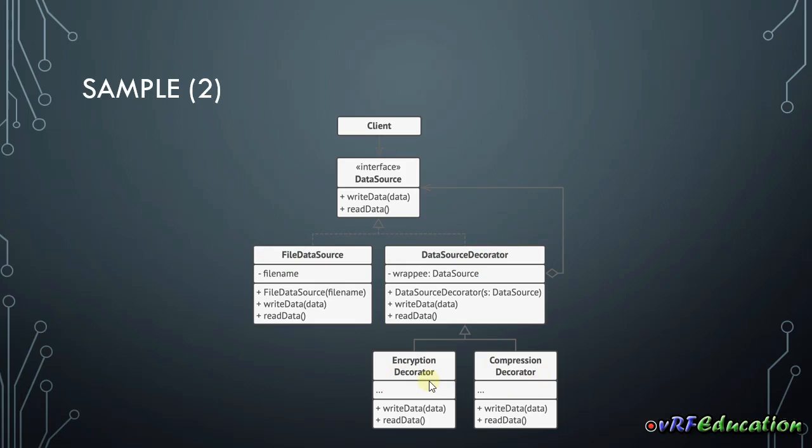And I can also chain them together, and sometimes maybe I want to encrypt data and then compress data and write them inside a file. So I can have a chain of decorators alongside my target class, our concrete component class, and use them in a chain. So let's go to Qt Creator and implement this structure in a Qt project.